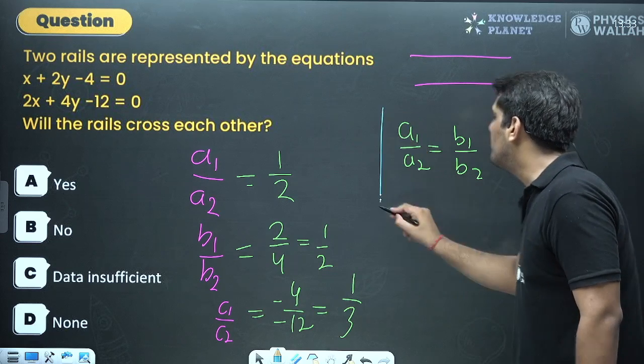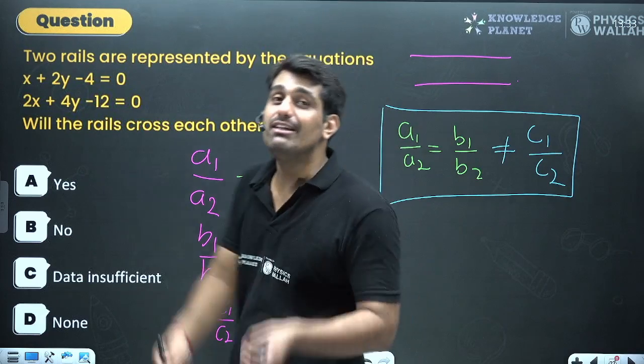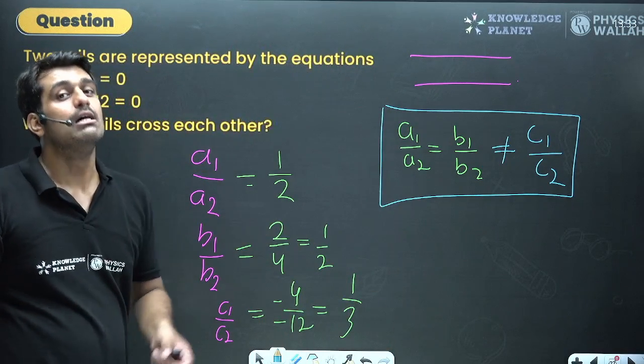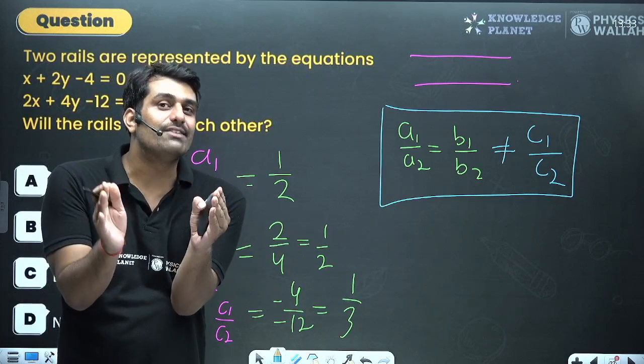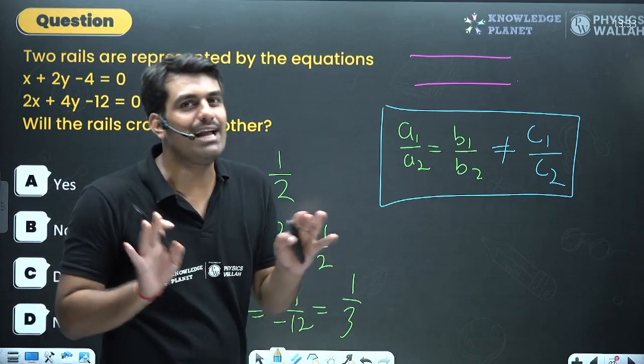I hope you remember this case. This was the case of inconsistent solution where the two lines were parallel, and hence I can say that the given two equations, or the given two rails, will never intersect. They will remain parallel. That's a happy thing. The train will be safe.